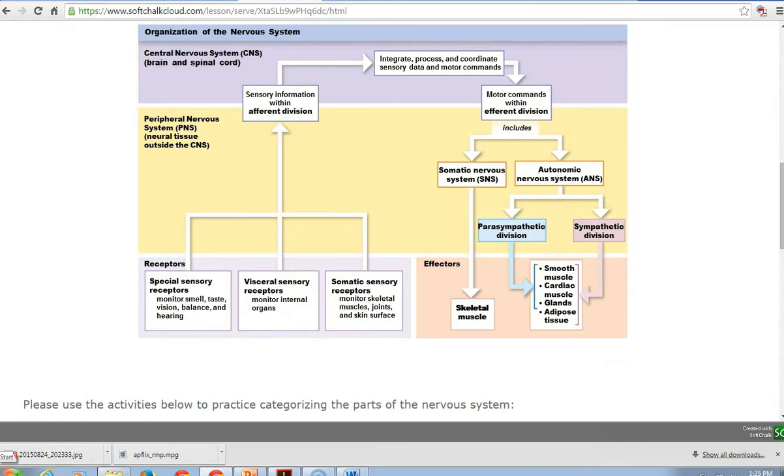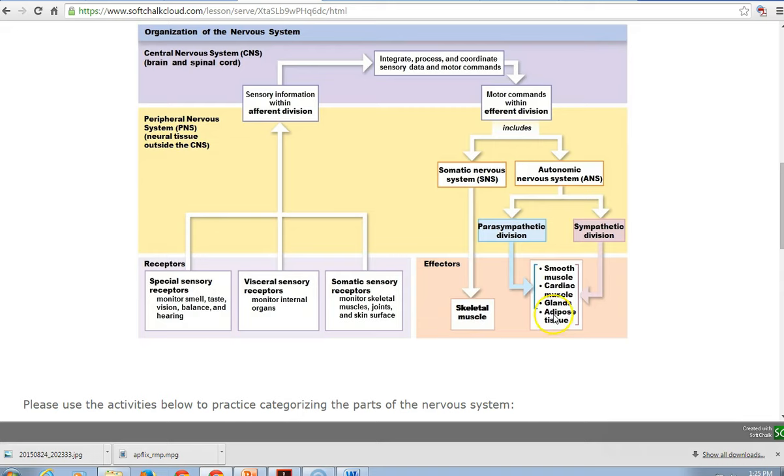Okay, and so now, we've gone through this sensory division. Now I'd like to look at the motor division. Okay, and you may notice that there are two subdivisions within the motor division, and each of these subdivisions is based on what the effectors are. So if the effectors are skeletal muscle, and those are the muscles that you can choose to control, then you are part of the somatic nervous system, and that is the only thing that is responding.